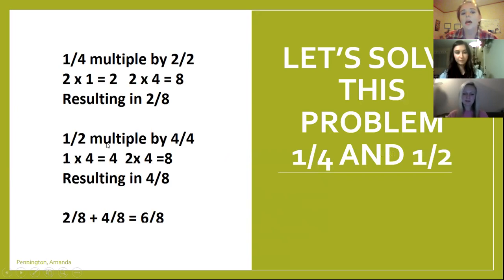Then we're going to take our 1/2 and multiply it by 4, and we're going to do 4 on the top and 4 on the bottom. So 1 times 4 equals 4, and 2 times 4 equals 8, resulting in 4 8s. So the 2 8s plus the 4 8s equals 6 8s, because 2 plus 4 equals 6. And we're going to keep that denominator, which is 8.